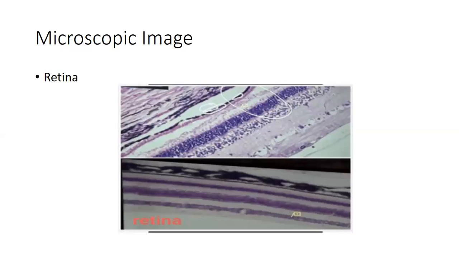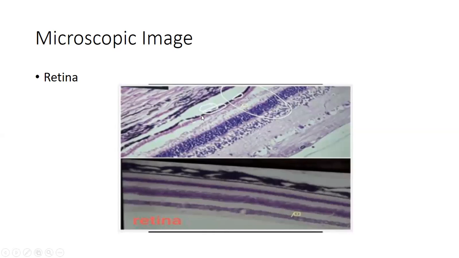So this is a microscopic image of the retina. This is exactly what you would see in your lab under the light microscope. One thing you will first see is that the retina is arranged in the form of different layers, and when you start concentrating, you can well appreciate the arrangement of these layers.